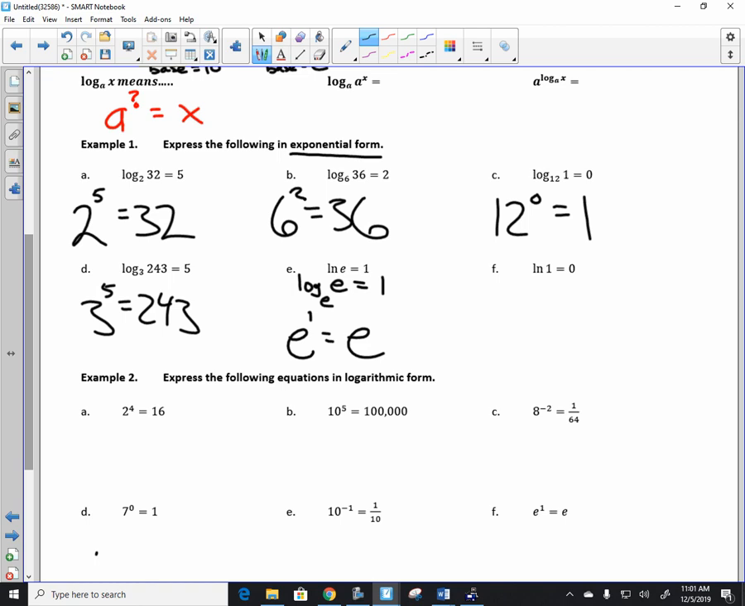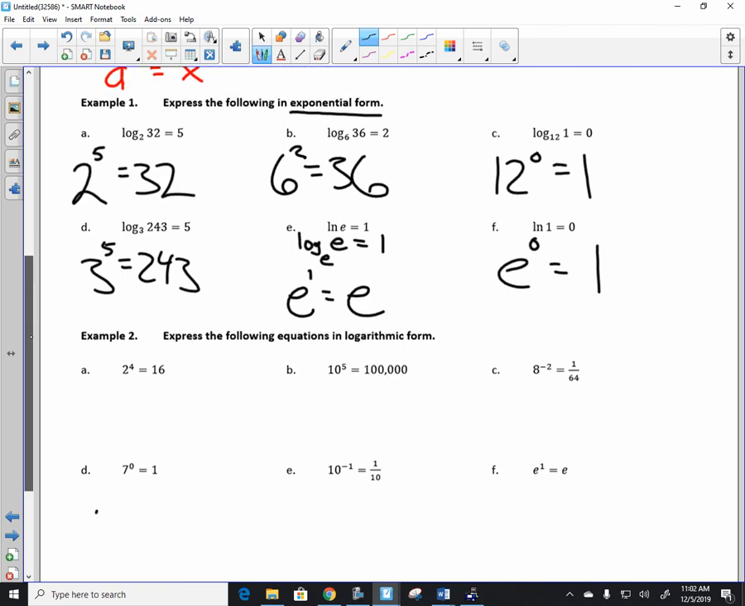You don't have to rewrite it using log. Just use natural log. So what's my base? e to the 0 is 1. Can you rationalize that? Does that make sense to us? Great. All right. Let's go backwards.